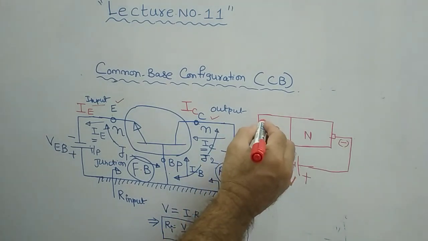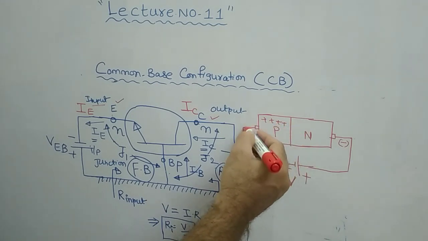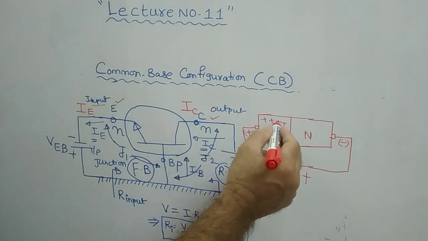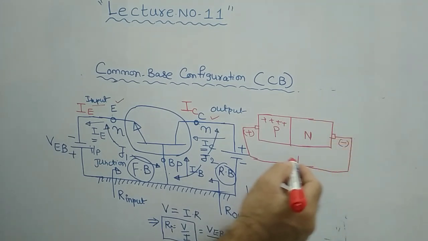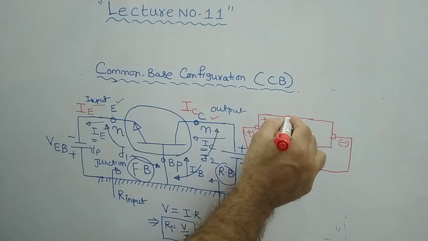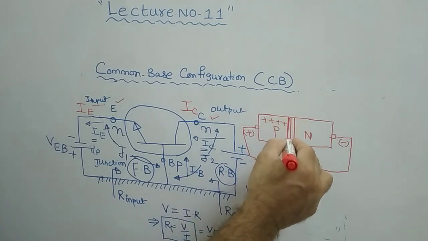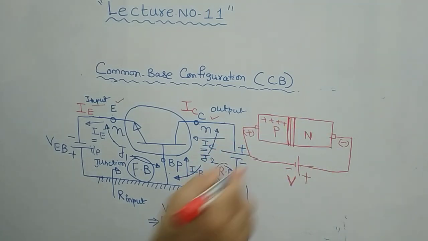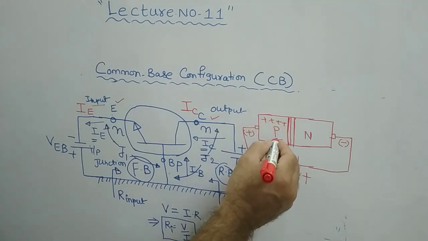So the positive charge carriers, the holes, are always attracted by the negative terminal, as well as the negative carriers are attracted by the positive. Clear? This means that at the junction there is a small depletion layer, a small width of depletion layer will be there at the junction.